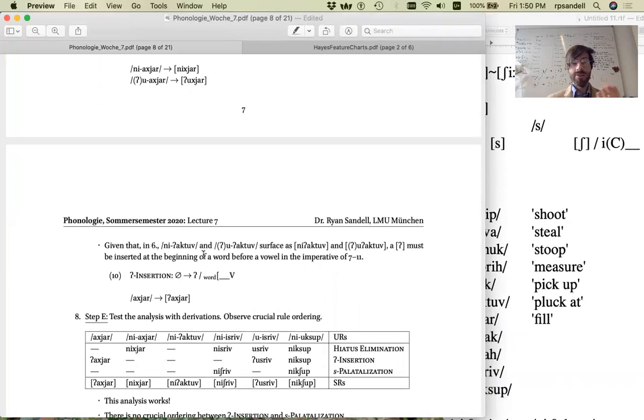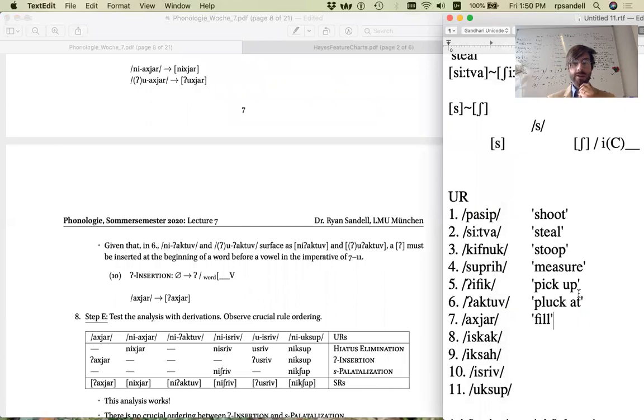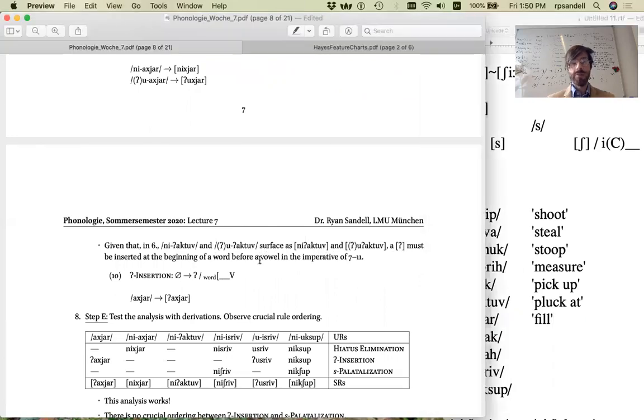And now, given as we've said that in row 6, we have an underlying glottal stop that always surfaces in both the first singular and the third singular, we require a process that inserts a glottal stop at the beginning of a word. And we can also use that potentially to derive the glottal stop that we consistently see at the beginning of the imperative as well. So glottal stop insertion simply states that a glottal stop is added at the beginning of a word before a vowel.